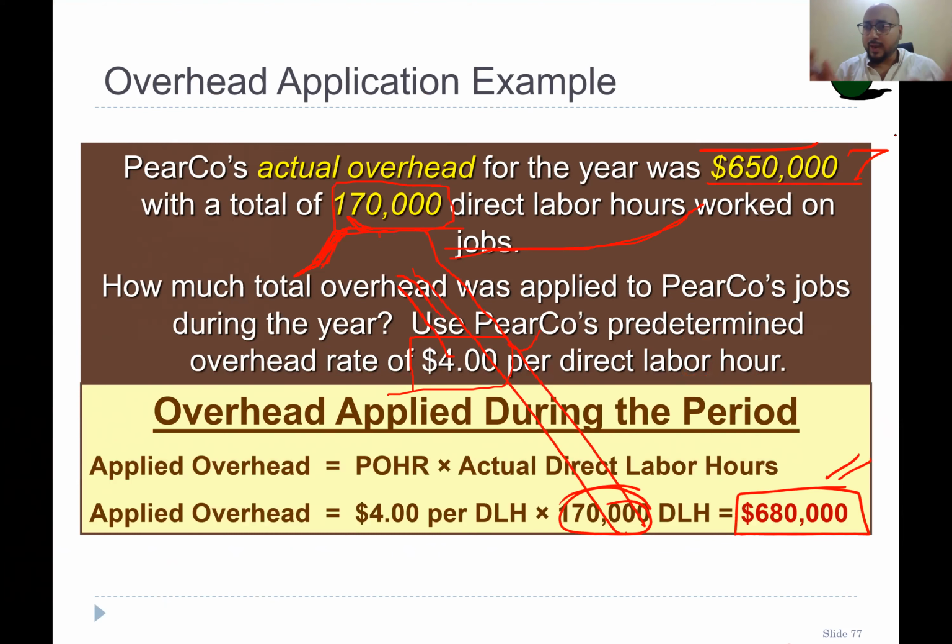650,000. So tell me, is this overestimation or underestimation? Chandra, can you hear me? Sorry, sir, what did you say? I said, what would be the case here? Is it overestimation or underestimation? Underestimation. Remember, our estimation is higher than our actual.